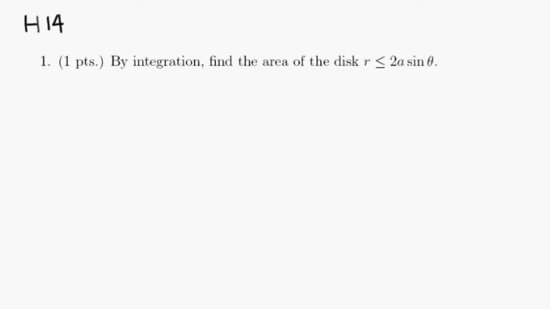Alright, let's look at homework 14, problem number 1. We want to find the area of the disk r is less than or equal to 2a sine theta. To visualize what this disk looks like, I'm going to multiply both sides by r, so that we have r squared is less than or equal to 2a r sine theta.